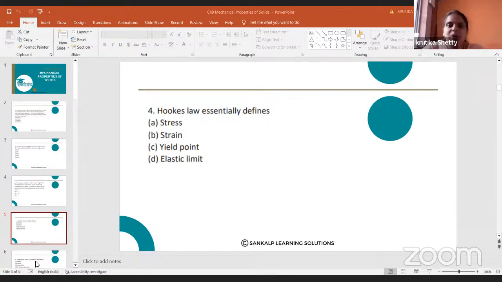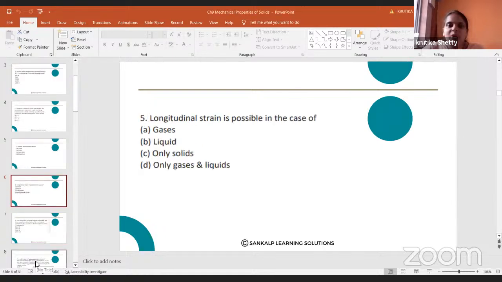Longitudinal strain is possible in case of. What does longitudinal strain relate to? It relates to length. So it is gases, liquids, only gases and liquids, or only solids. Only solids. Yes, option C, the right one. Kiran. Okay, only for the solids. Next question.